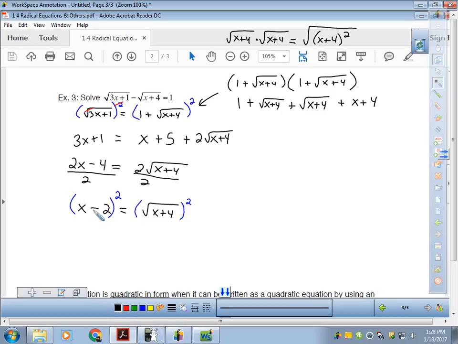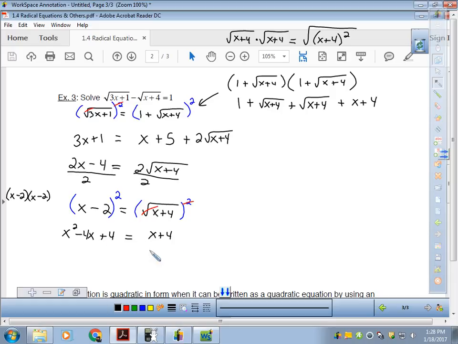On this side, again, you're going to have to be careful. You need to actually do out x minus 2 times x minus 2. Actually FOIL it out. When you do FOIL it out, you'll get x squared minus 4x plus 4 equals. Over here, the square root and the square can just cancel. And so I just have x plus 4. So now there are no more radicals. So all I've got to do is solve for x. It is a quadratic because of this x squared term.